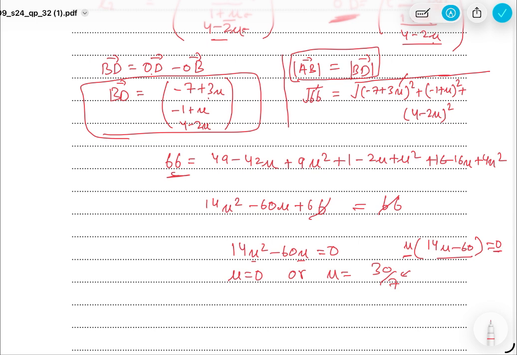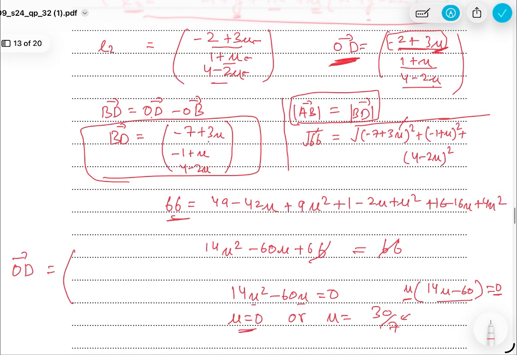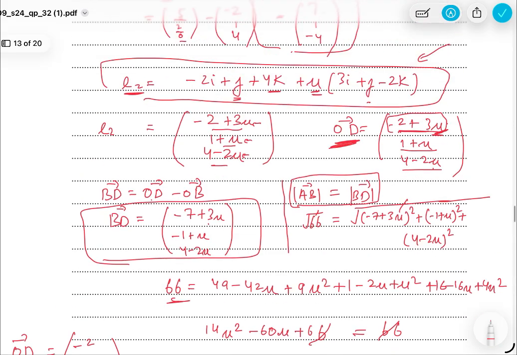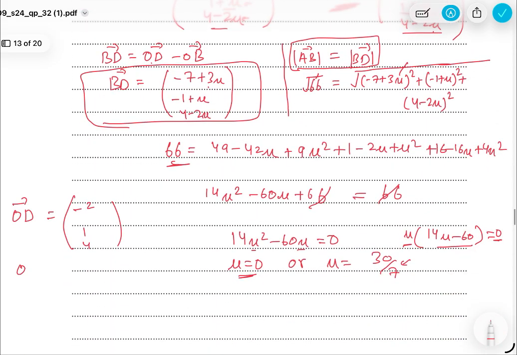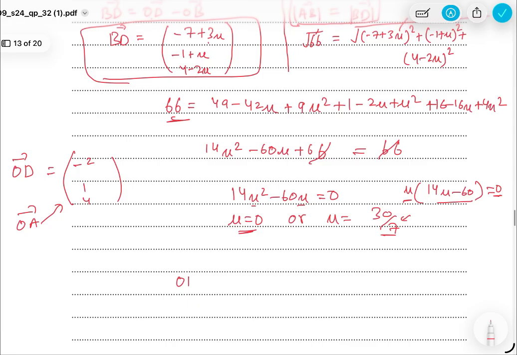Okay? Now listen very carefully. If mu equals 0 over here in OD, this would give us negative 2, 1 and 4. And negative 2, 1 and 4 are the coordinates of OA. So this cannot be the case. So we will use the other value, and we will have OD equals minus 2.